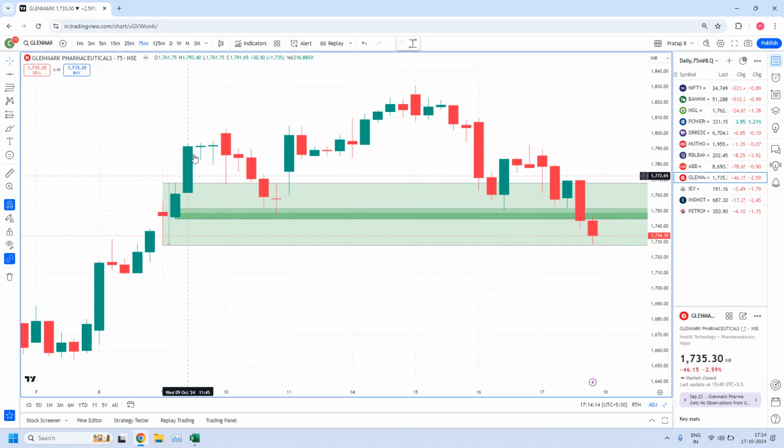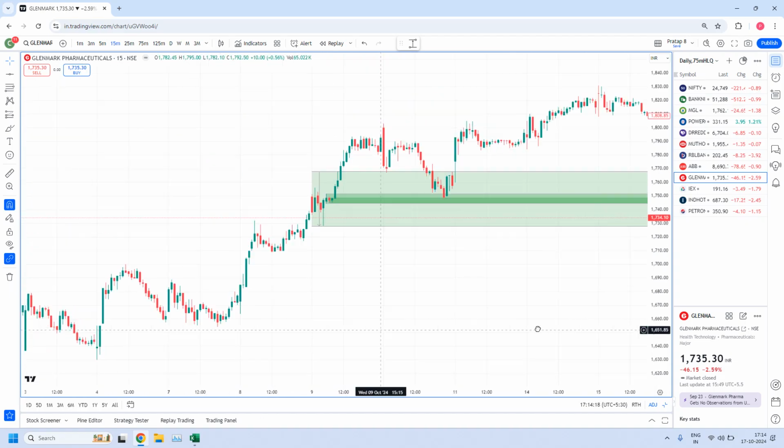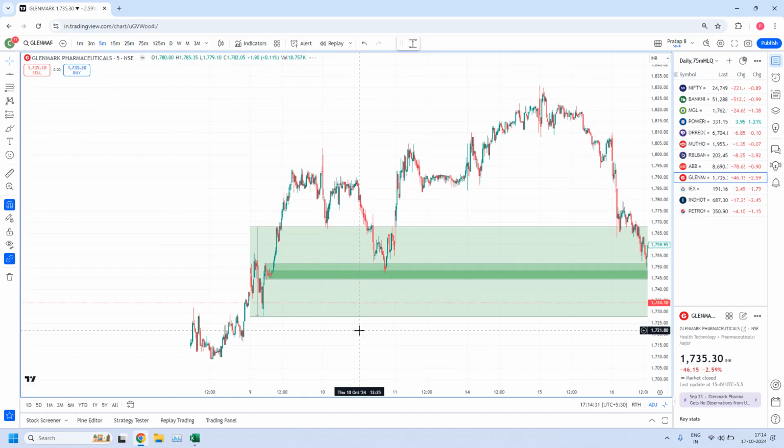This is a rally base rally, 75-minute zone. We have a 15-minute fine-tuned zone here. See, we have a rally, ERC candle, failed ERC, rally, 3 base candles and a rally. This is the 15-minute zone. This is fine-tuned with the 5-minute time frame.